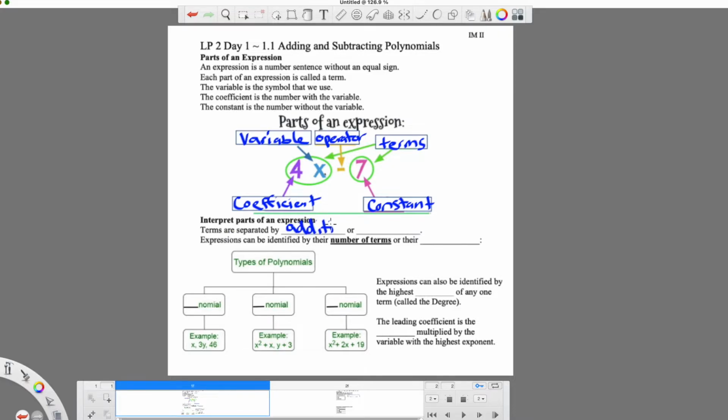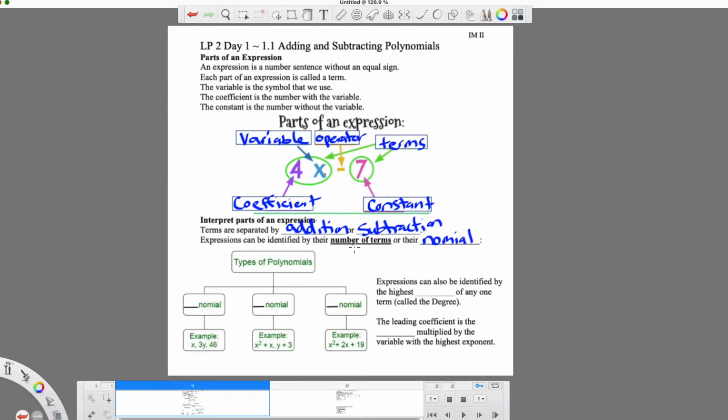All right, terms are separated by addition or subtraction. So that's how I know that these are different terms. 4x minus 7. That minus sign separates the two terms. Okay. Expressions can be identified by their number of terms or their nomial. Because when we hear nomial, like polynomial, nomial means number of terms.